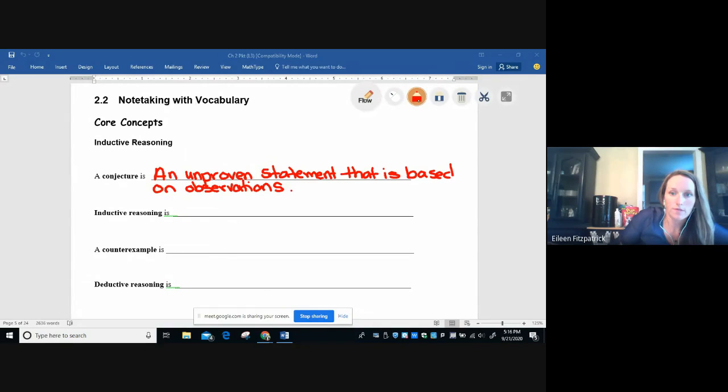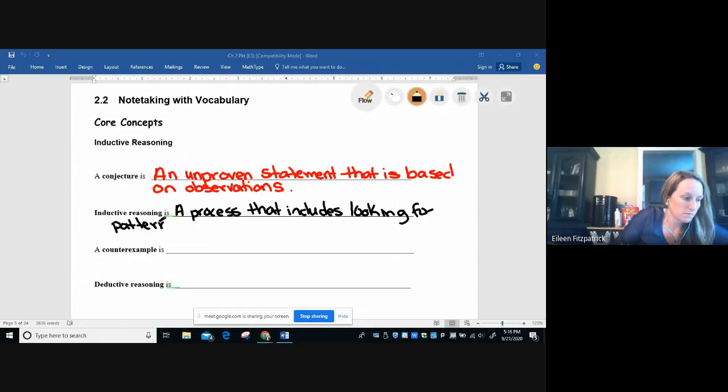Okay. Next, we have inductive reasoning. Inductive reasoning is a process that includes looking for patterns and making conjectures.